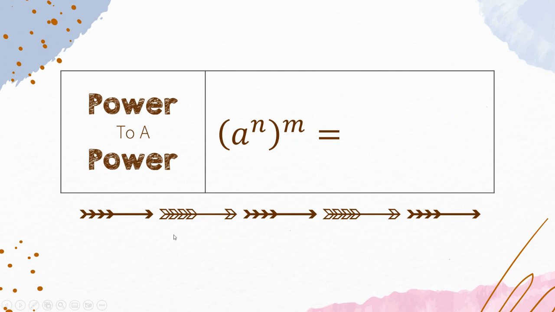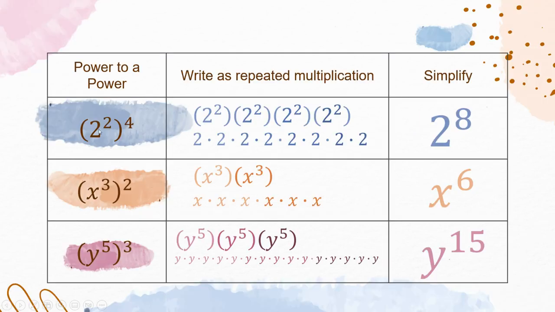A rule for a power to a power is if we have a to the n power all raised to the m power, you multiply your exponents: a to the n times m. So if we go back again and notice, well, 2 to the second all raised to the fourth power, 2 times 4 is just 8. And x to the third all raised to the second power, 3 times 2 is just 6. And 5 to the third here would be 5 times 3, and that's 15.